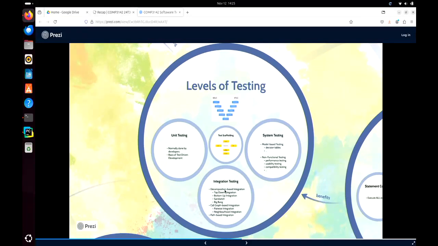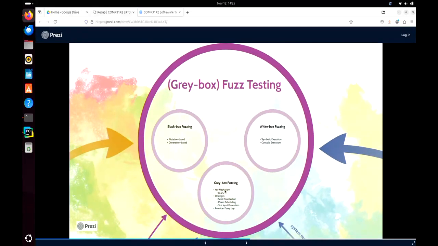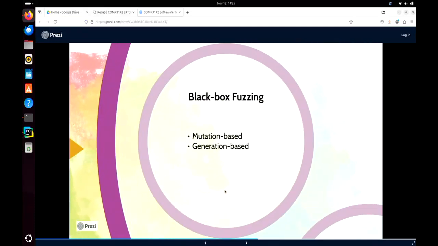And after learning these fundamental concepts, we learned our first practical technique in this course, which is called fuzz testing, or we focus more on gray box fuzz testing. Fuzz testing could also be categorized as black box, white box, or gray box. For black box testing, there are two types of techniques. The first one is mutation-based fuzzing, and the second one is generation-based fuzzing. Do you know the difference between these two?